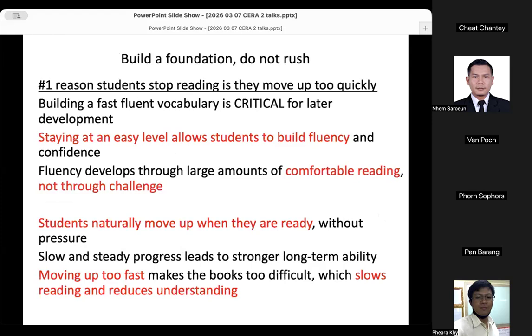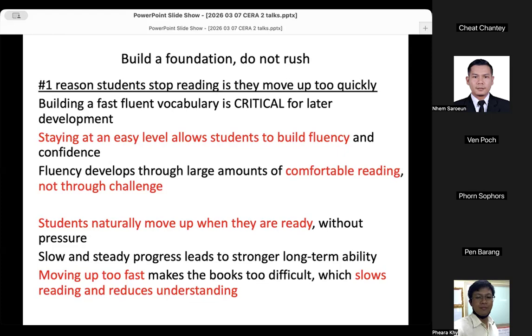So let's just look at some of the answers to these questions. One of the reasons that students stop reading is they move up too quickly. So make sure you keep your students at a low level. Build up their fluency at their reading level before they move up, right? Fast, fluent vocabulary is critical for later development, right? So make sure that students stay at the easy level to build automatic processing.